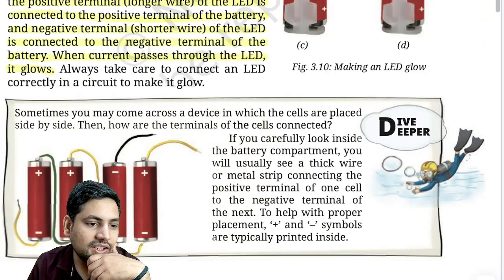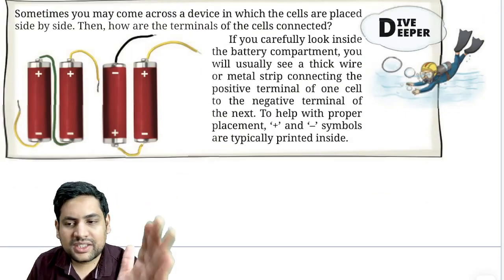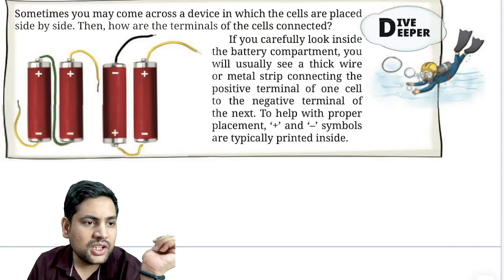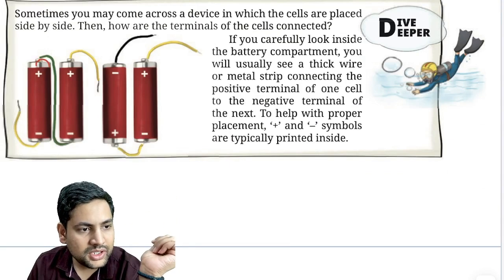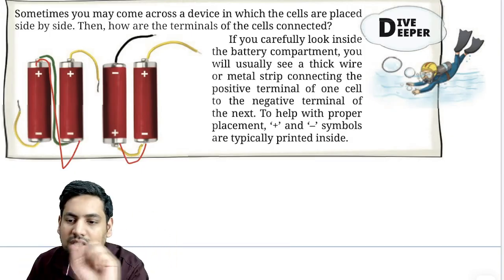Then the next thing. It says that if you have batteries kept parallelly like this, don't be confused. The connection will always be positive to negative, as you saw in the batteries. Positive and negative are always connected together.